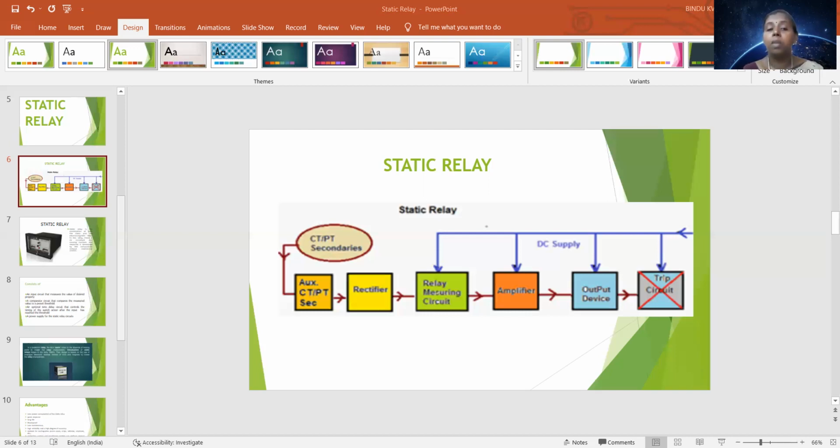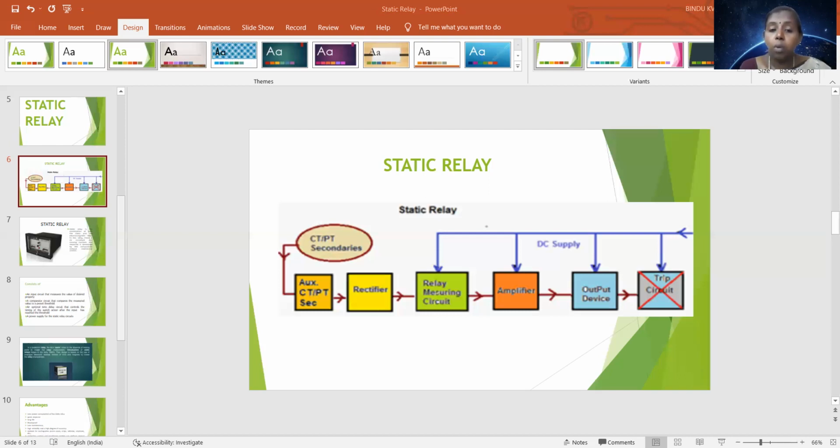The output of the relaying signal is then given to the amplifier circuit. So the purpose of the amplifier: if the signal is weak, the weaker signals are being amplified by the amplifier circuit.